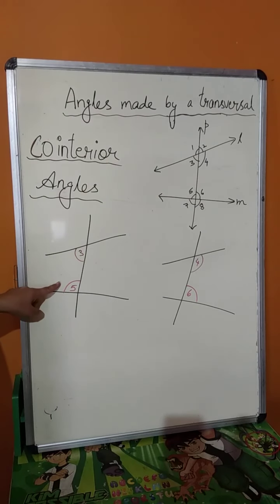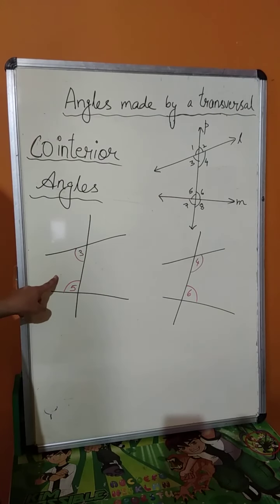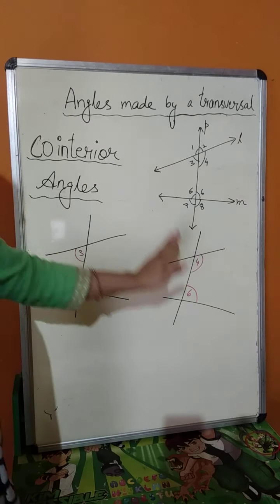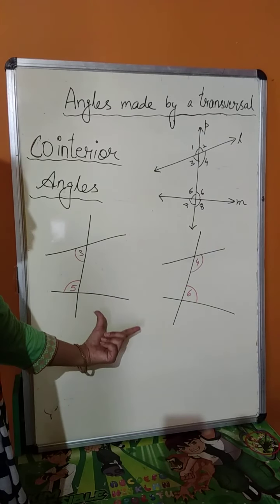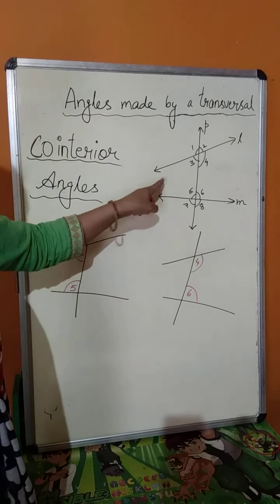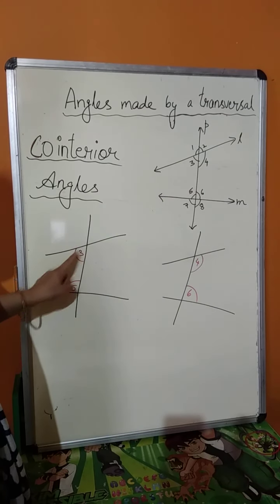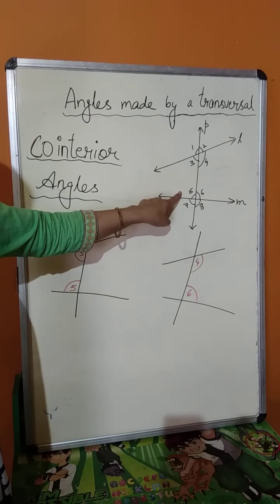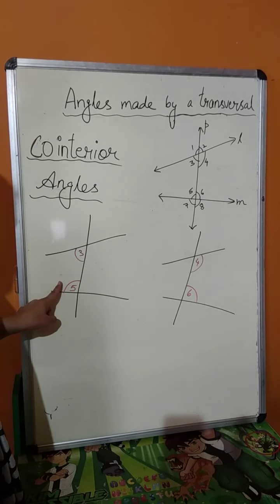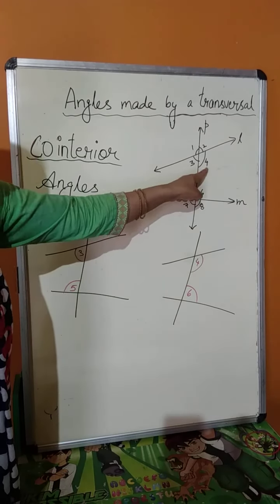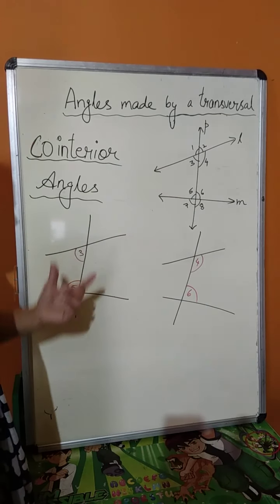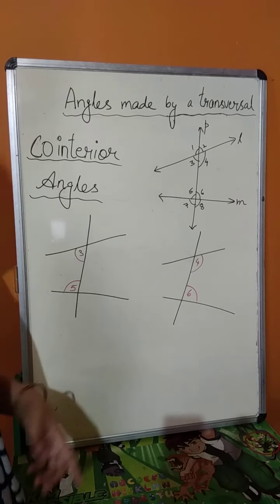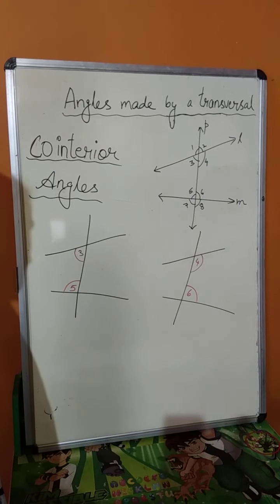So 3 and 5 form a pair of co-interior angles. Similarly, the other pair is 4 and 6. So we have two pairs of co-interior angles in this figure. Angle 3 and angle 5 on one side of the transversal, and angle 4 and angle 6 on the other side. Okay, so these are the two pairs of co-interior angles.